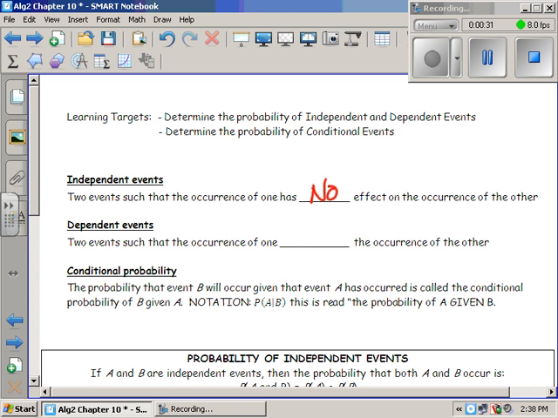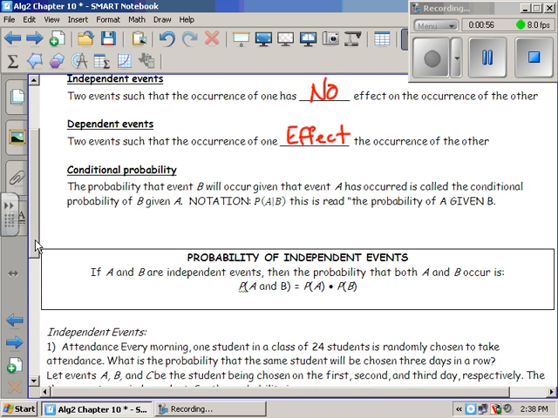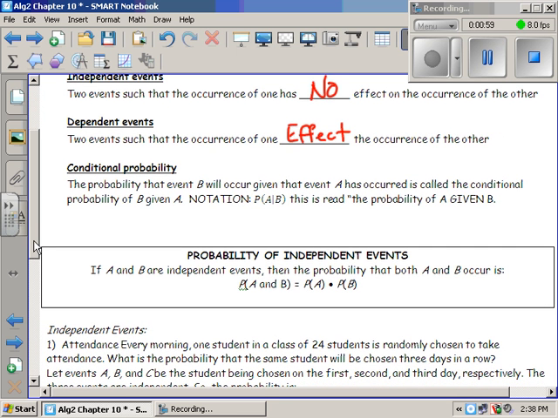Dependent, however, is when they do affect one another. The most famous one is with the marbles in a bag. If you pull a marble out, let's say there's 10 marbles in the bag and you pull one out, all right, if you don't put the marble back in, now you only have 9 marbles left. So it's going to change the probability calculation. And conditional probability is a sort of dependent event where we're calculating the probability of an event like A, given that B has happened. Okay, and we'll talk about those in a second.